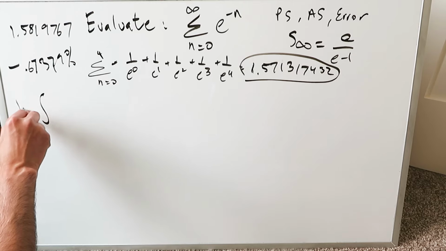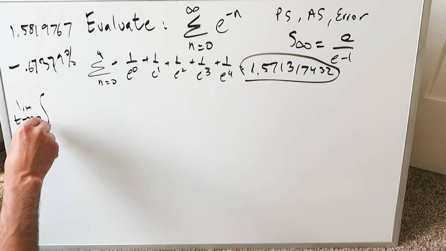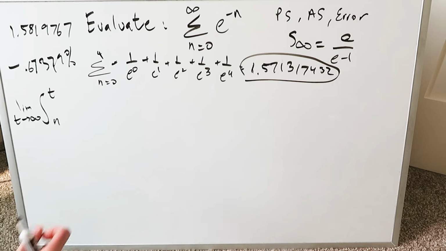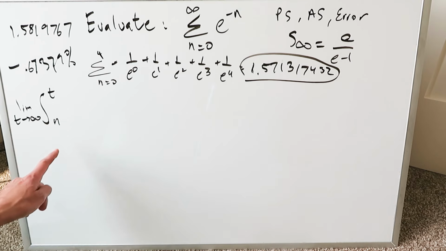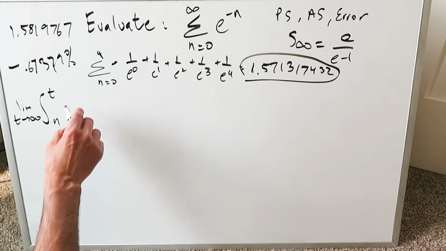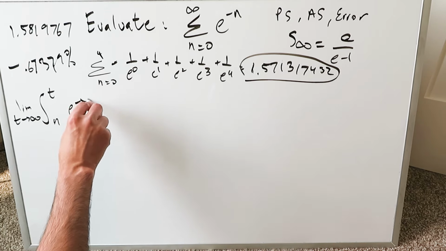And you know it would look like this. Limit as t approaches infinity, we have from n up to t. The reason why we put n over here is because then you can use this outcome of this integral procedure for an error determination for as many terms as you want. You're looking at a function which is e to the minus x dx.